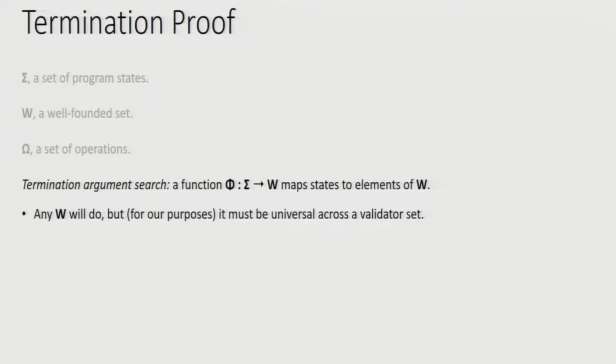So essentially 13 years after Turing published his work on the halting problem, he came up with this general method for proving termination, which is that if you have a program, you can map its states to elements of a well-founded set. And since you know that the set will terminate at the lowest element, you can therefore verify that the program will eventually stop. And just for domain specificity, given that we're working in blockchain, it is useful to mention that at least the set chosen must be universal across a validator set.